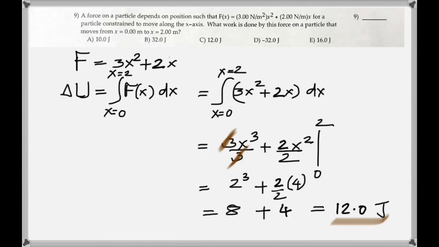So that's how you do it. F is given, just take the integral from x equals 0 to 2 of F(x) dx, and the integral of x squared is x cubed by 3. The 3 there is a constant. Here the integral of x is x squared by 2. 2 is a constant. And then you plug in the upper limit in place of x, which makes it 2 cubed in this case. And here, of course, the 2 and 2 cancel out, so it's 2 squared. So it's 2 cubed plus 2 squared, which gives you 12 joules. Right? That takes us to the last one.